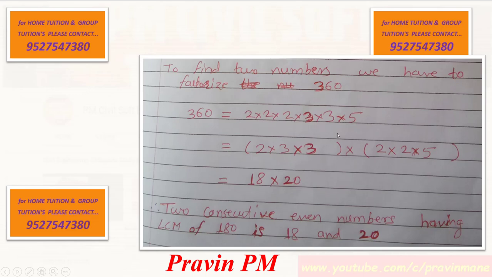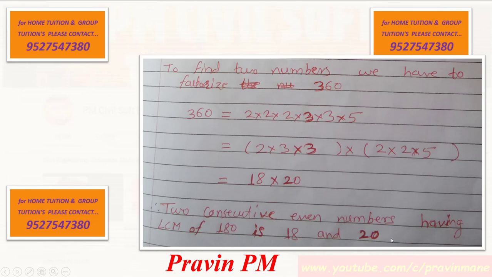Now among these factors we have to make two groups. The first group I am making 2 multiplied by 3 multiplied by 3, and the second group I am making 2 multiplied by 2 multiplied by 5. Why this? Because the multiplication of the first group will be 18, and the multiplication of the second group will be 20. So 18 and 20 are the two even numbers which have LCM of 180. So our answer will be 18 and 20.